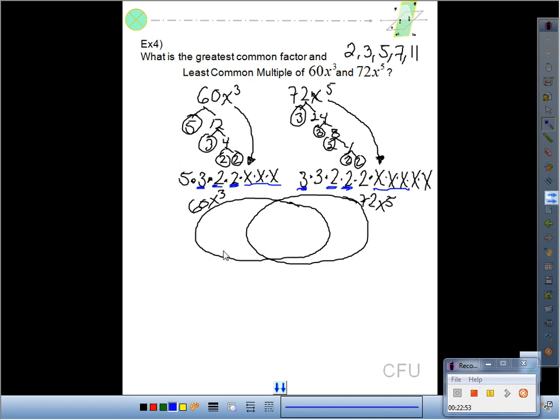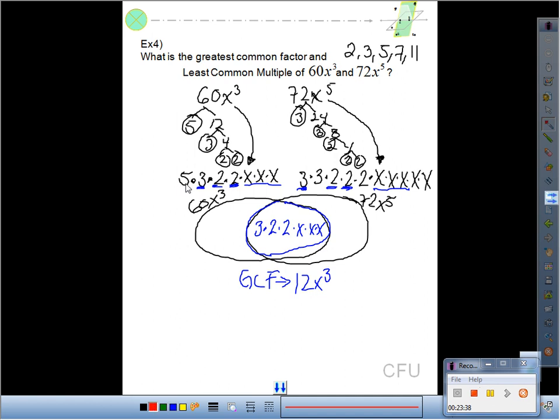Okay, help me out, Esmeralda. What do I write? Hands, have you got that? That is correct. 3 times 2 times 2 times x times x times x. And guess what? This is our GCF. Let's multiply them all. What is 3 times 2 times 2? 12. And what is x times x times x? x to the 3rd. So this is my GCF. Are we there so far? All right, let's go and see what's left over on this side.